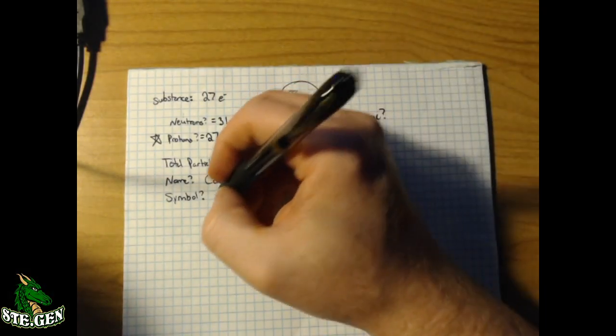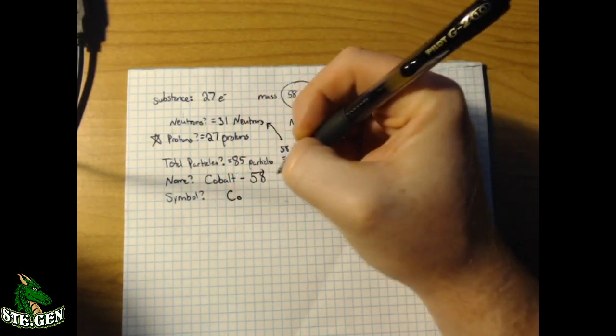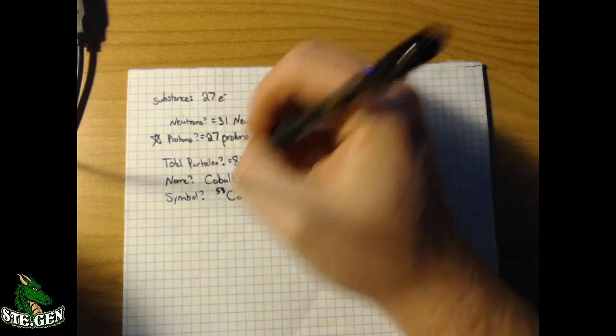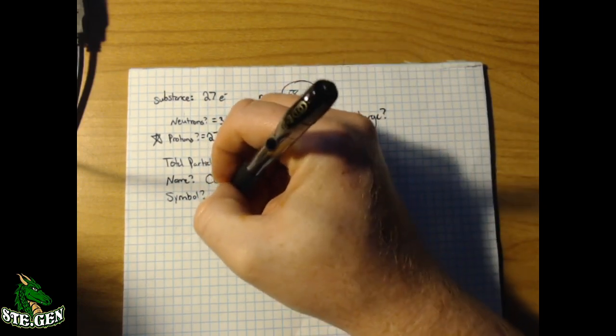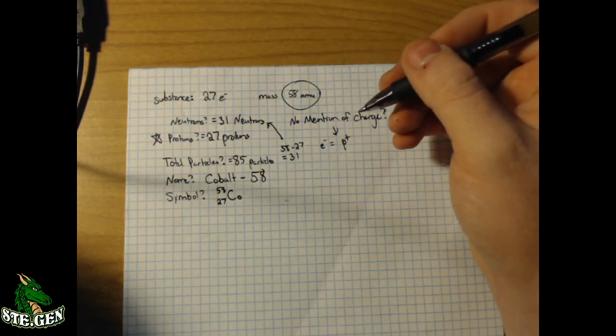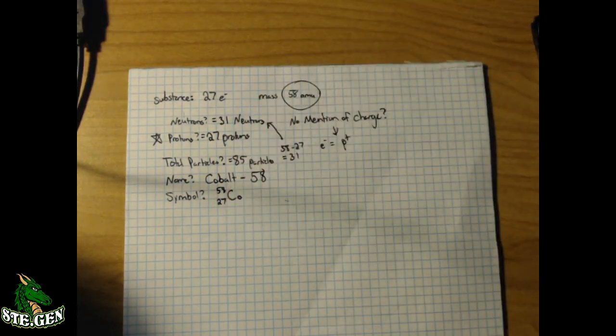And then we want to do symbol. Cobalt's symbol is Co. We're going to put the mass up there, and we're going to put the atomic number down there: 27, 58, cobalt. So there's all the information.